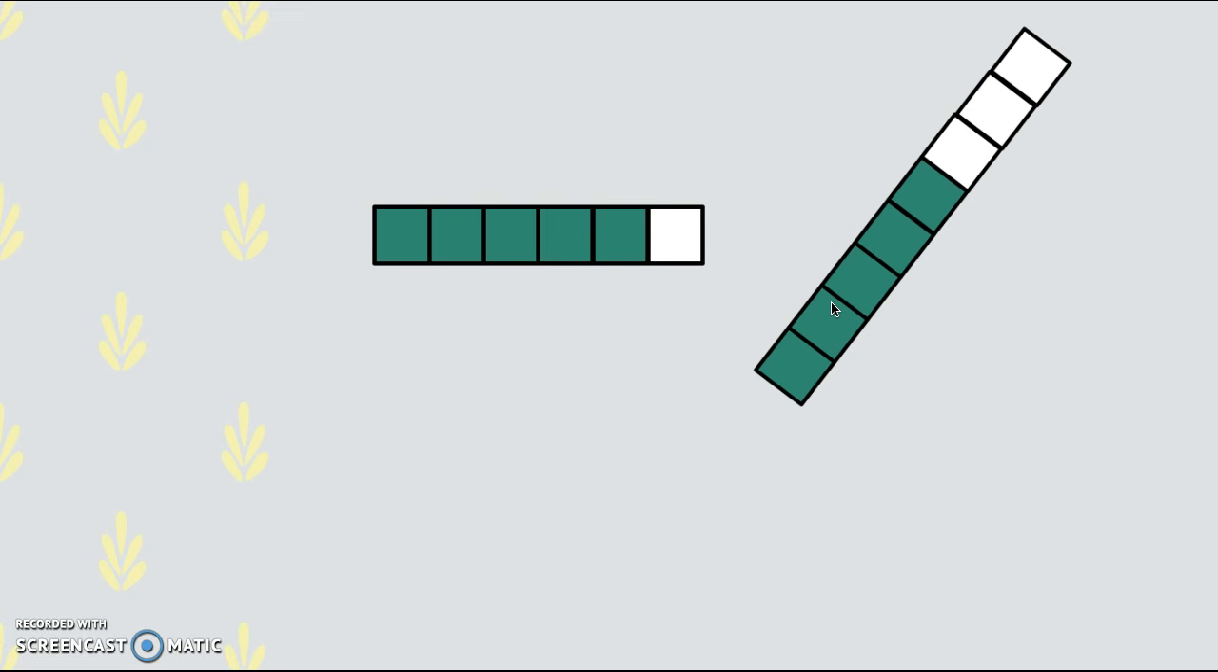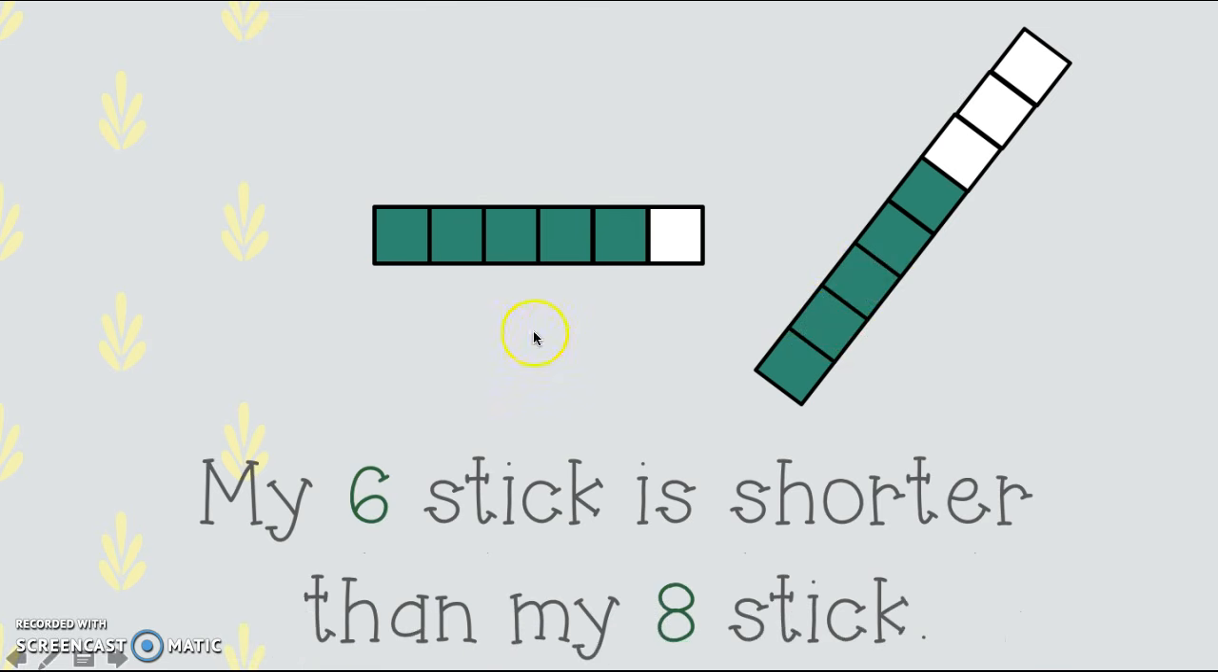All right, so here we go. I'm going to talk about these sticks and how long they are in a sentence. I'm going to say my 6 stick is shorter than my 8 stick. Because of course, if I have 6 and I compare it to 8, 6 is definitely shorter. I use those keywords shorter than to describe my sticks. Let's try a new group.